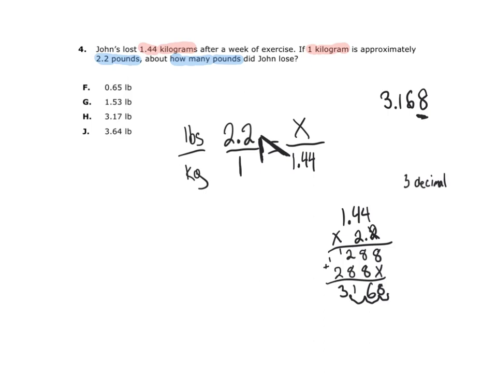So we look at this third number. Since it is 5 or more, we're going to up this score. So we end up getting 3.17. H. Again, please show all of your work in your test corrections.